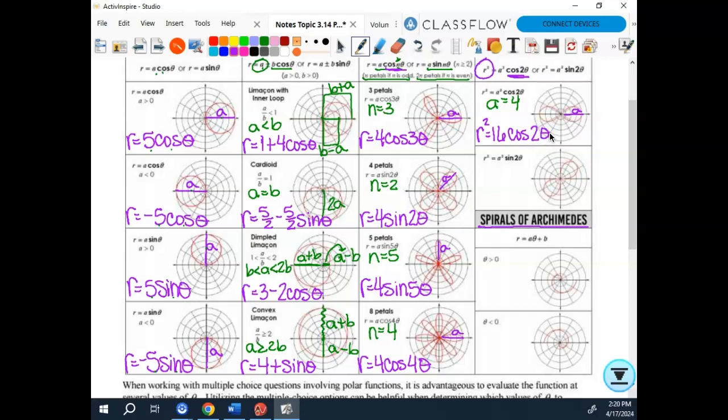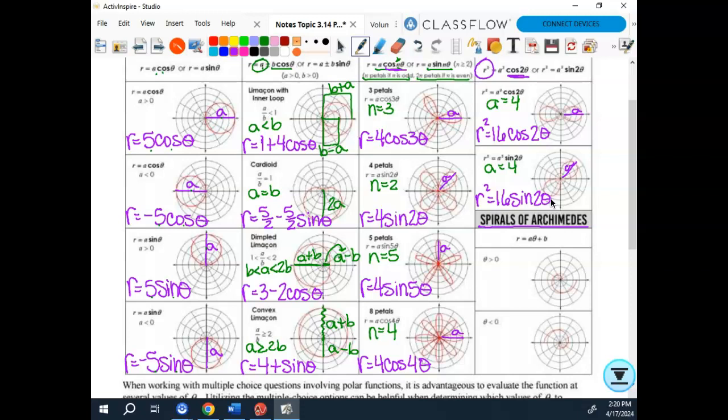Then, for the next one, I do not have a petal on the x-axis, which means that it's sine. This is still a, and a is 4. So r squared equals 16 times the sine of 2 theta. Okay. What questions do you have?